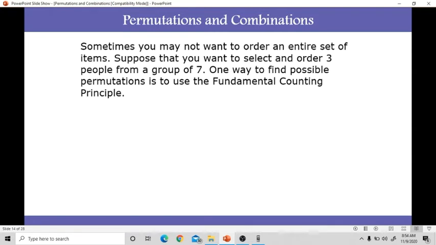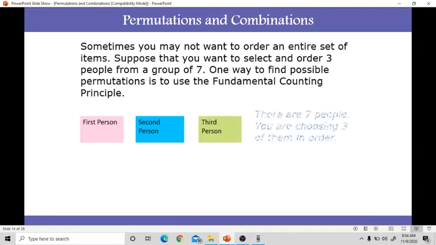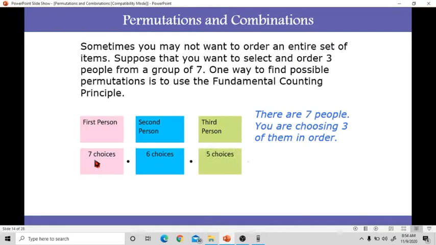Sometimes, you may not want to order an entire set of items. Suppose you want to select and order 3 people from a group of 7. One way to find possible permutation is to use fundamental counting principle. Okay, we will arrange 3 people from a group of 7. Dito sa first person, 7 choices. Dito sa second person, 6 choices na lang kasi na-pick na yung first person. Dito sa third person, 5 choices na lang kasi na-pick na yung first person at second person.